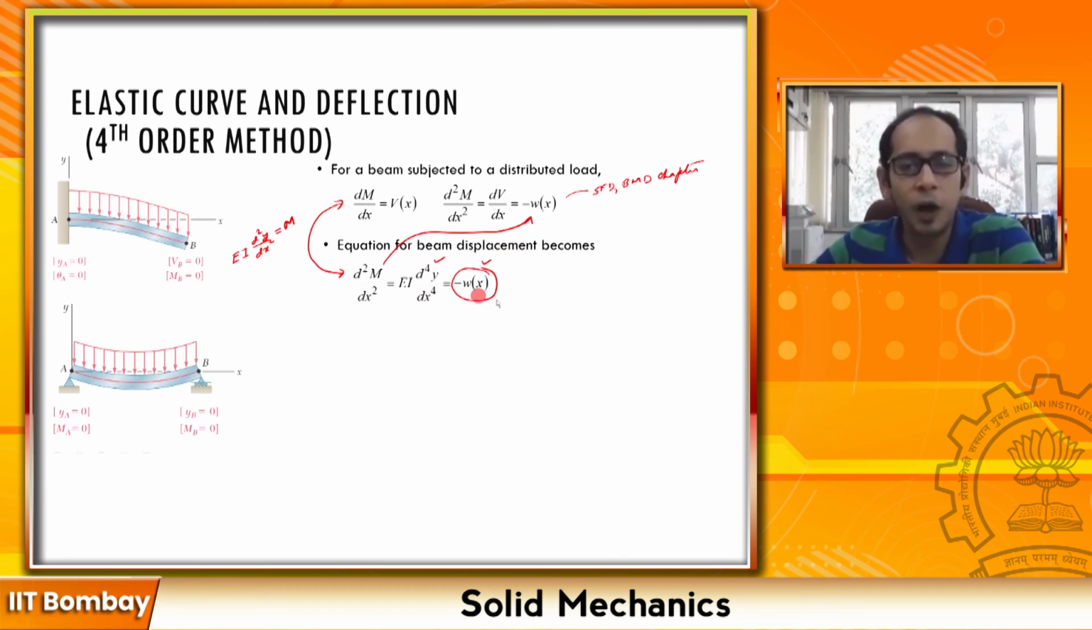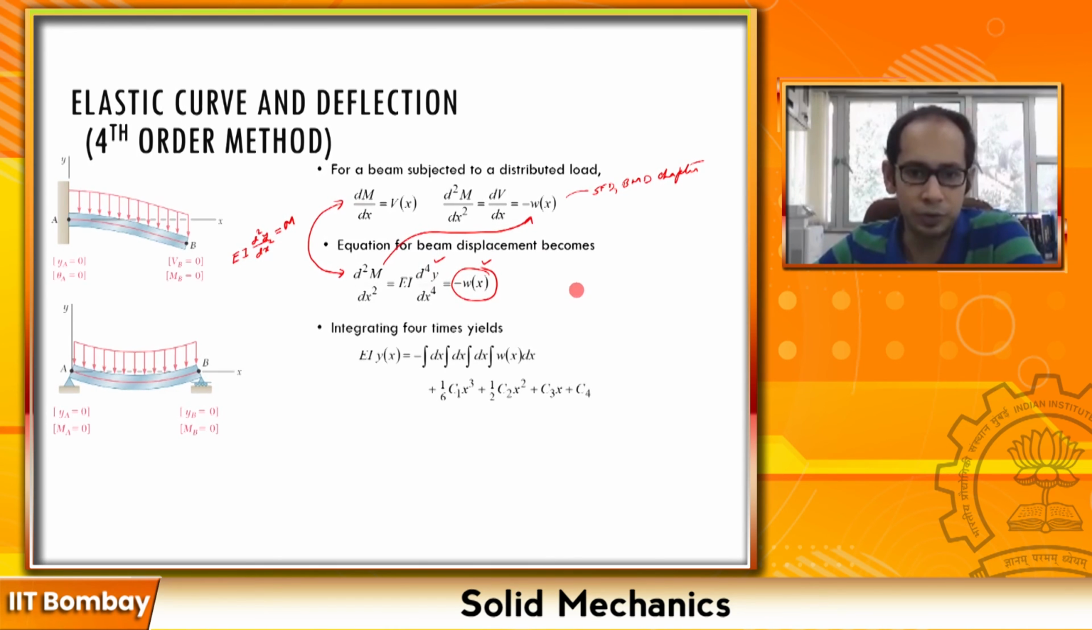So now from here, how do we get the value of y? You're right, you have to integrate this 4 times. Since you're integrating it 4 times, you will have 4 constants of integration to deal with. If you integrate 4 times, you essentially get something like this, and you get 4 constants of integration: C1, C2, C3 and C4. And how do we determine these 4 constants of integration? Again, from the boundary conditions, right?